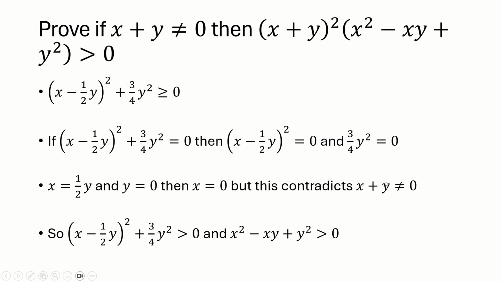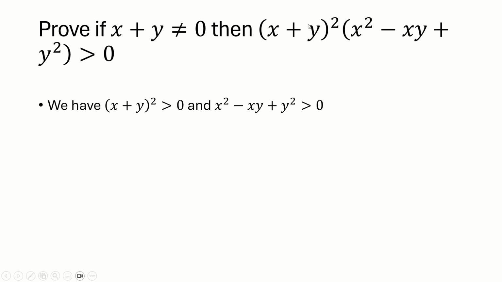But then this contradicts the assumption that x plus y cannot equal 0. So that means that it has to be strictly greater than 0. So this sum right here has to be bigger than 0. And so x squared minus xy plus y squared has to be greater than 0.